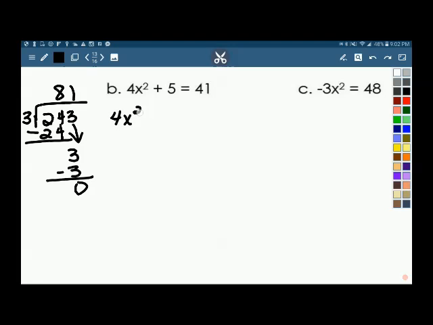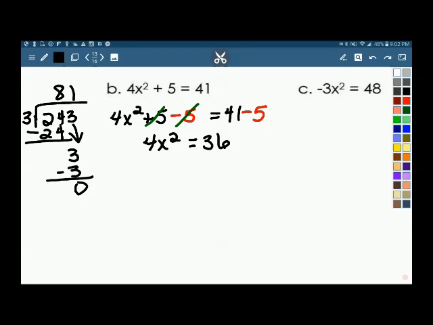So I've got 4x squared plus 5. Move that equal sign over. And since we're adding 5, we need to subtract it to get that 5 to go away. So positive 5 and negative 5 become 0. And I'm left with 4x squared is equal to, and 41 minus 5 is 36.